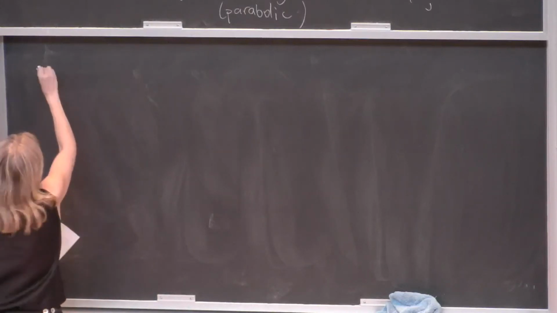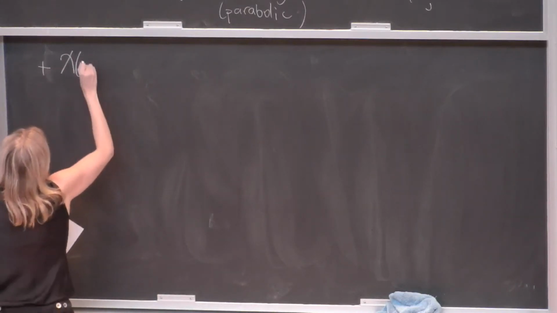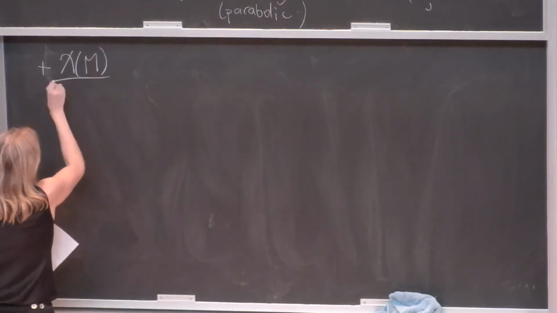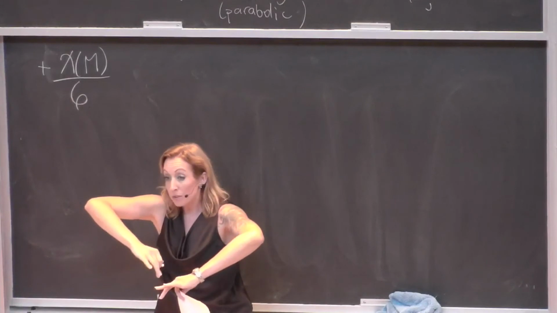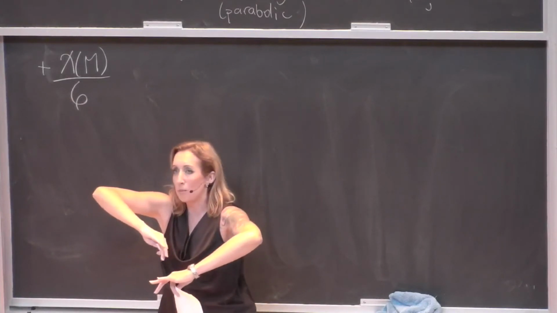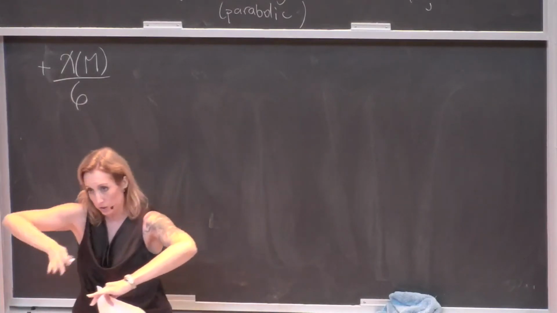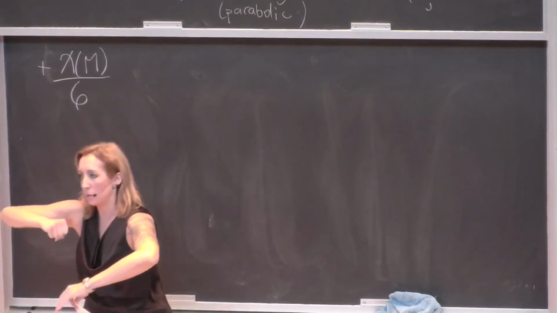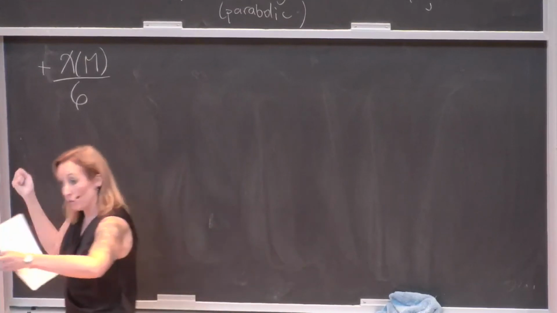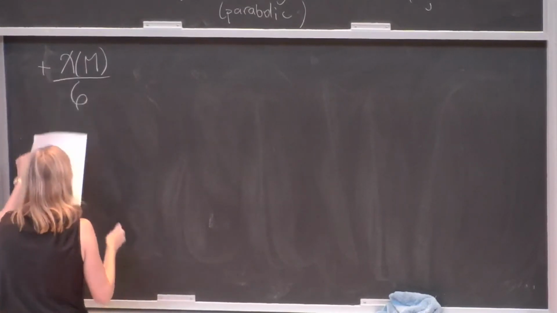Okay, so plus the Euler characteristic divided by 6, which for something in the plane, it's just 1 minus the number of holes, so if it has no holes, it's 1. If it has like a chunk taken out of it, then the Euler characteristic would be 0, and so forth. That's what that term is.